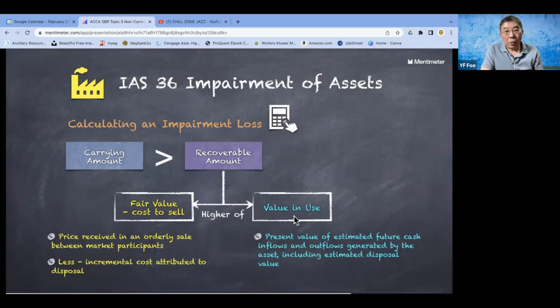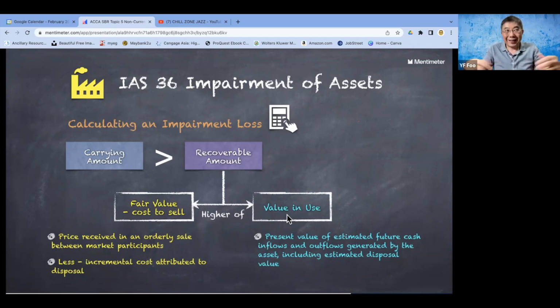Okay. Now, once you have calculated these two values, what you do is you take whichever is the higher value, right? Not the lower, the higher. Why the higher? Because if you are an economically rational person, if you know that you can sell it at, let's say 100 ringgit, right? If you sell it now, you will get 100 ringgit. But if you use it to generate products, you can get 1,000 ringgit.